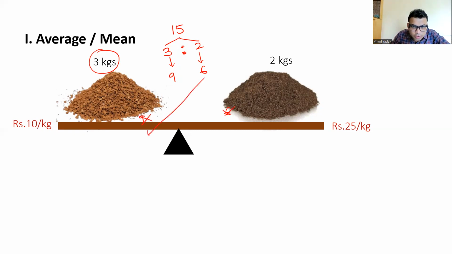So 6 should come here and 9 should go there. So 10 plus 6, 16, or 25 minus 9, 16. So the required average is 16. Isn't it interesting, friends? Lovely logic, right?